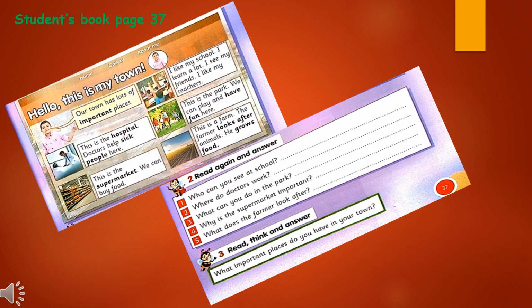Think. What important places do you have in your town? What other important places? Yes, of course, we can have the cinema, we can have the police station, we can have the fire station, the library. Those are important places that we can have in our town.